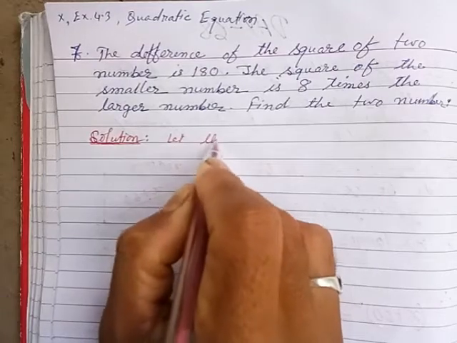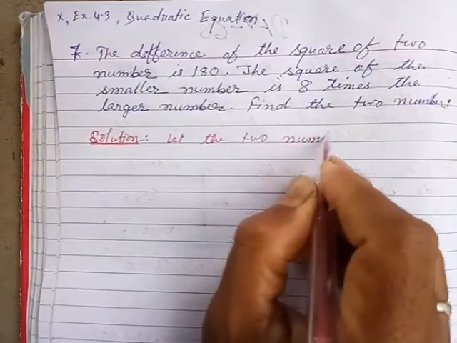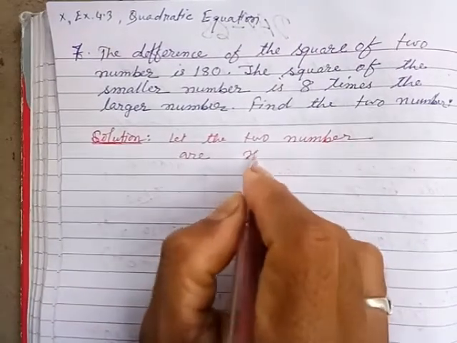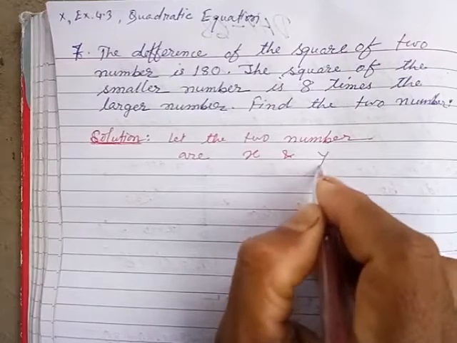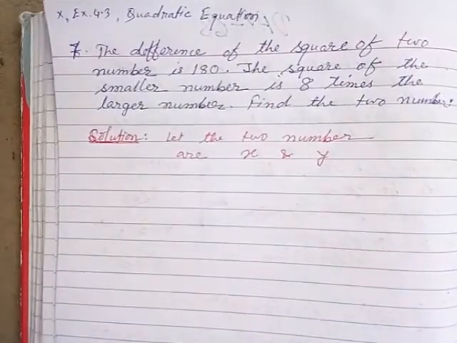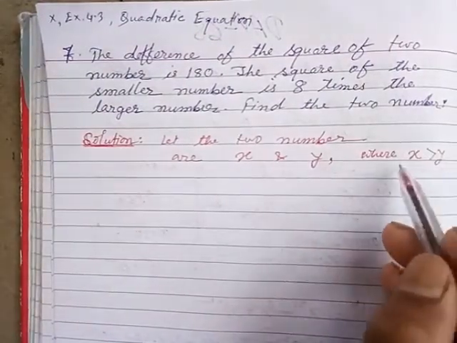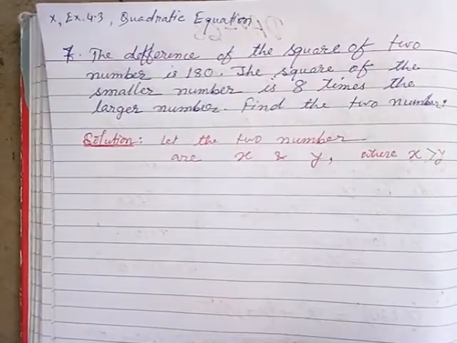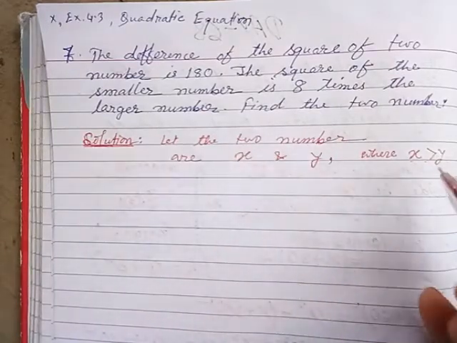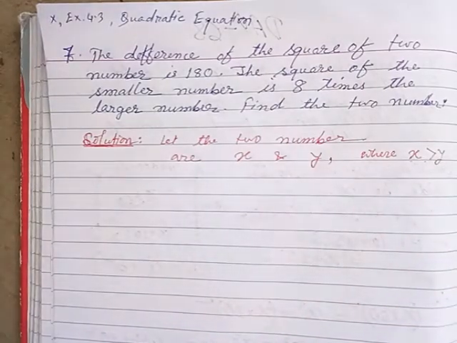Let the two numbers be x and y, where x is greater than y. Since it is talking about two numbers, one number is greater and the other is smaller. So I assume x is the greater number and y is the smaller number.